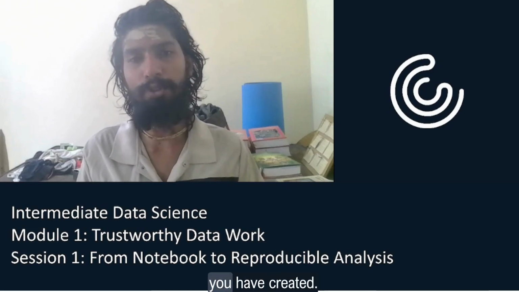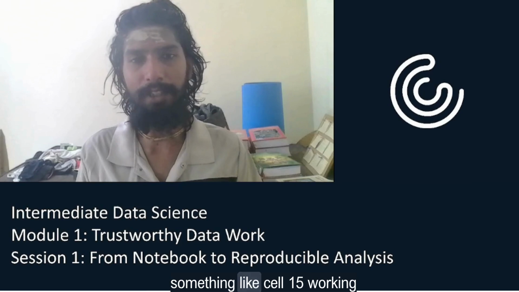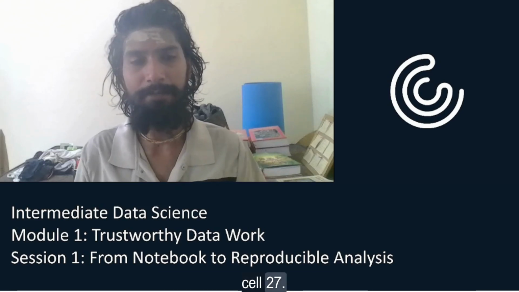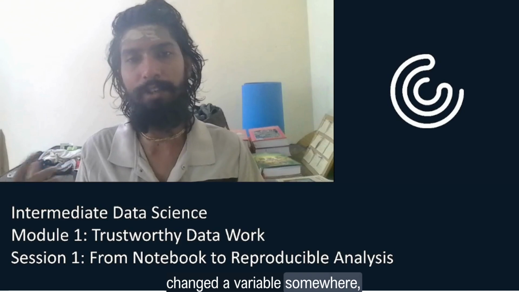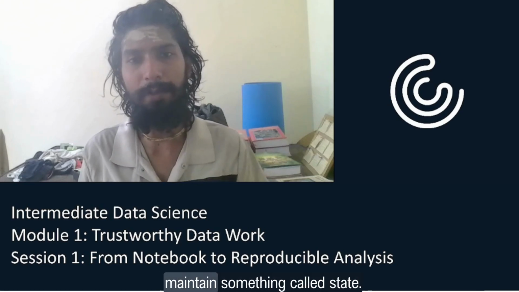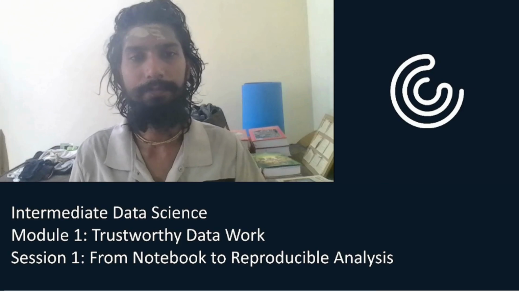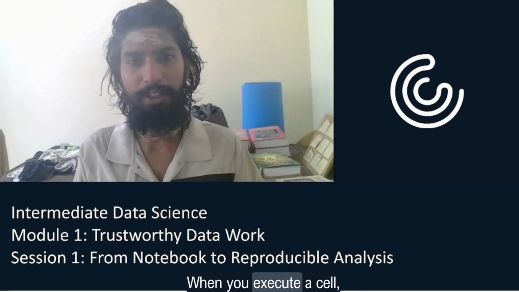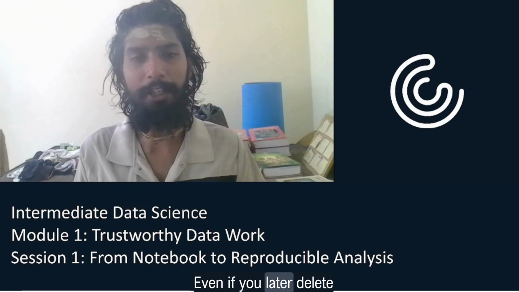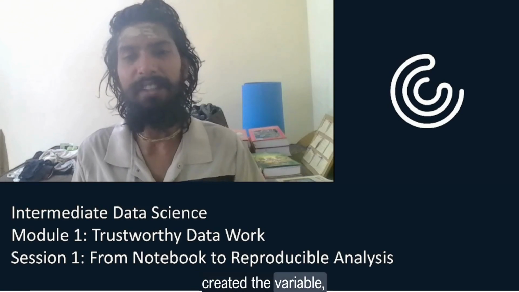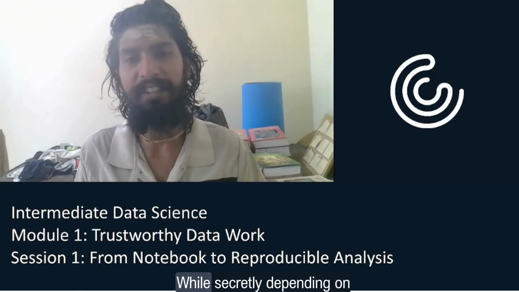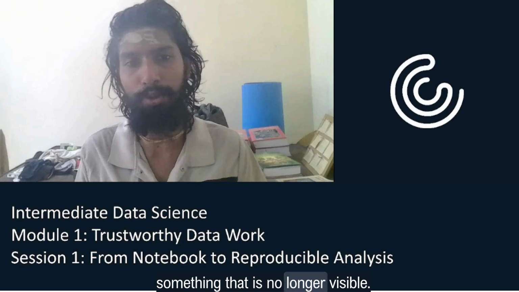Think about some of the notebooks you have created. Have you ever had something like cell 15 working only because you previously ran cell 27? Or maybe you changed a variable somewhere, reran one cell, and everything started working. That happens because notebooks maintain something called state. When you execute a cell, variables and objects remain in the computer's memory. Even if you later delete the cell, the variable that it created can still exist in memory. So your notebook might look perfectly fine while secretly depending on something that is no longer visible.